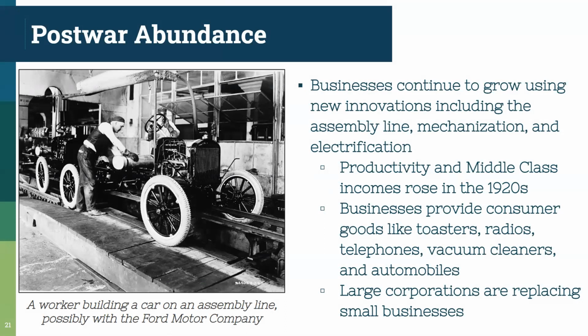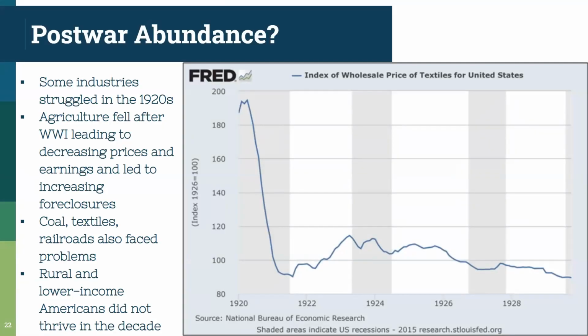With new innovations like the assembly line, mechanization, electrification, businesses are growing, productivity is growing, middle class workers' incomes are rising. But some industries and factories are having trouble. For example, agriculture. They don't need to grow as much food anymore. And so with a low supply, that leads to a low demand.